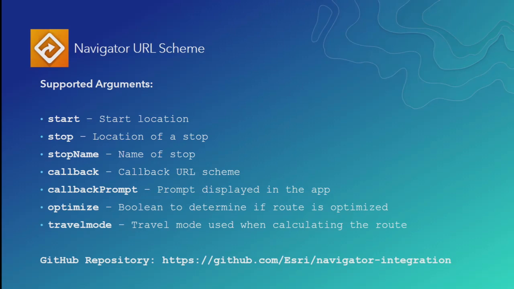But there's things like start location, all the stops, whether it's one stop or many stops. The location can be a lat long. The location can be an address. So we support both. Actually, the callback. So you remember when Joel went from Explorer to Navigator, it called back automatically to Explorer. You can have your custom app integration call back to your origination app. The optimization parameter, that's whether or not you want Navigator to reorder or resequence the stops for you in the most cost-effective way. And travel mode, that's optional too.